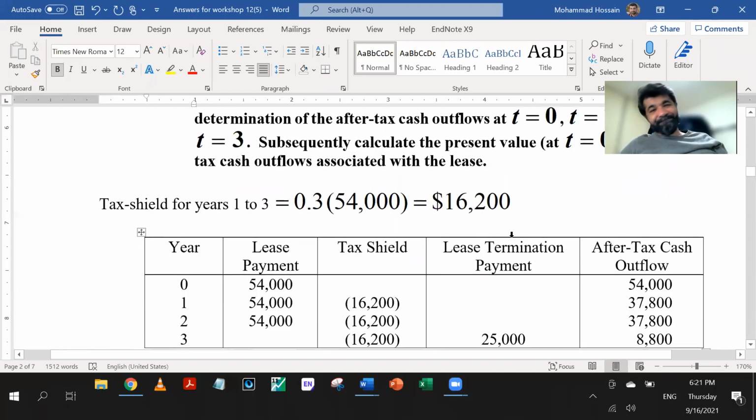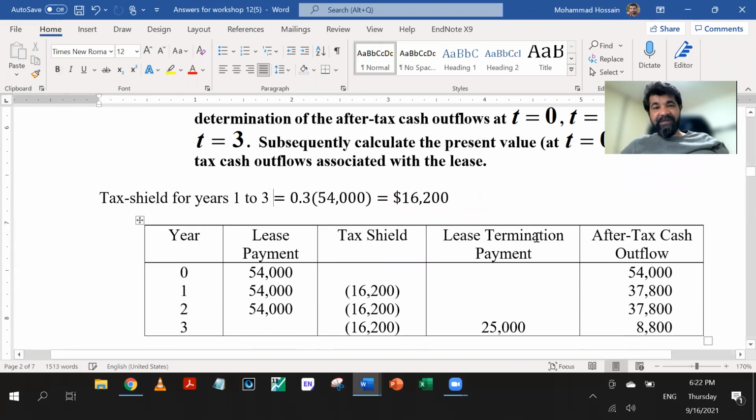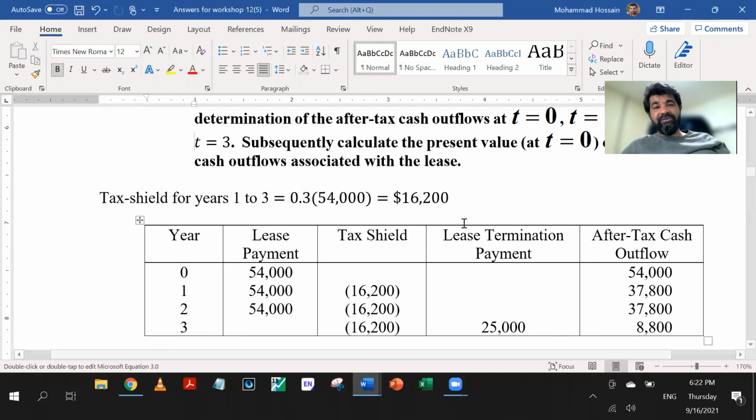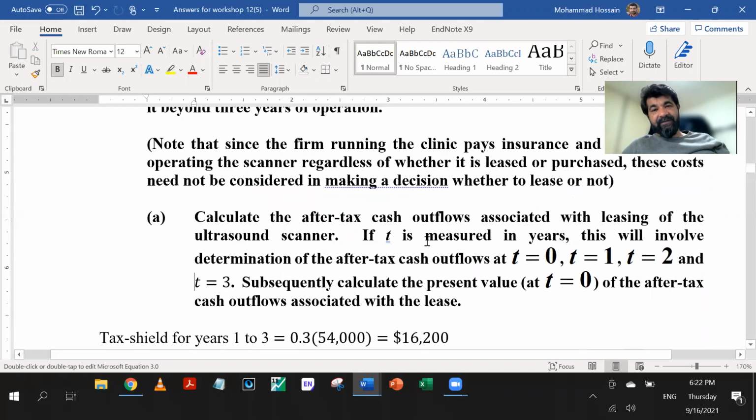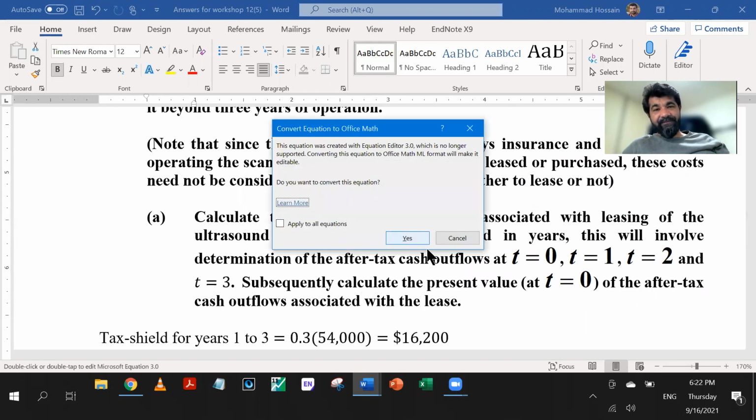All right. How much tax shield will there be? The tax shield for years 1 to 3 will be $16,200 per year. So the tax shield is $16,200 per year. That much tax saving.